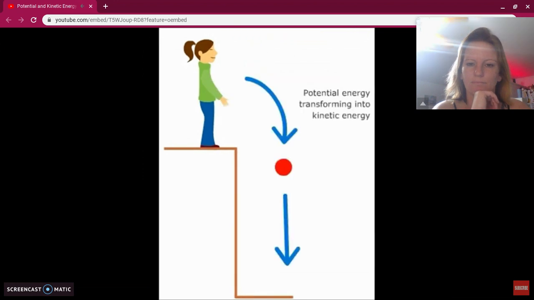Now let's look at kinetic energy. See this? The stone is falling down. Now it has kinetic energy. The potential energy has changed into kinetic energy.